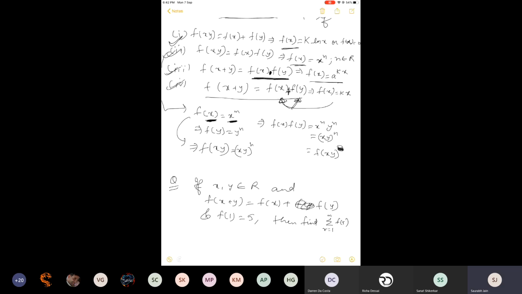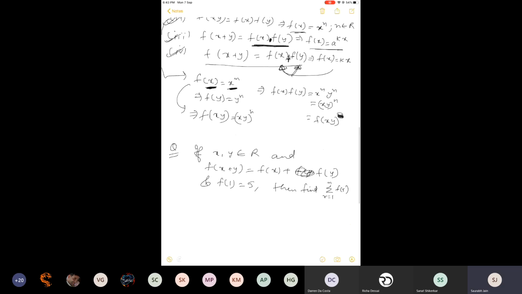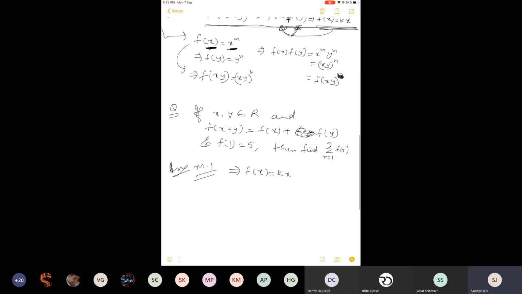Okay, so the fourth one will be used here. This one, f(x plus y) equals f(x) plus f(y). This implies f(x) is kx. See, if you will remember these results, it will be easy for you. This is method one. I will simply write f(x) equals kx because I know the result. And now f(1) is 5.